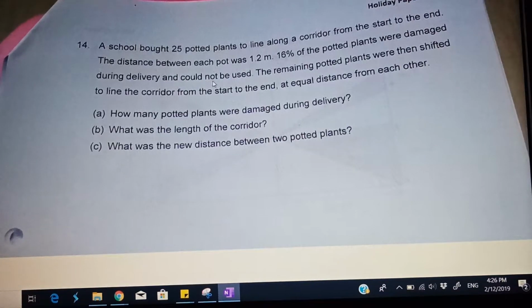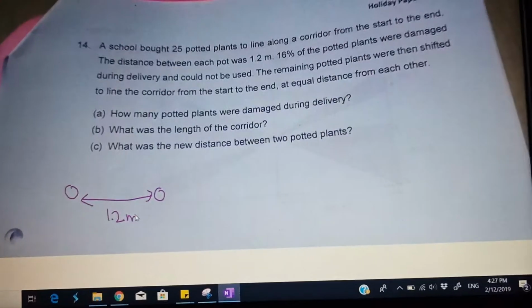A school bought 25 potted plants to line along a corridor from the start to the end. The distance between each pot was 1.2 meters. So the distance between one pot, let's say this is a pot and this is another pot, the distance between each other is 1.2 meters.